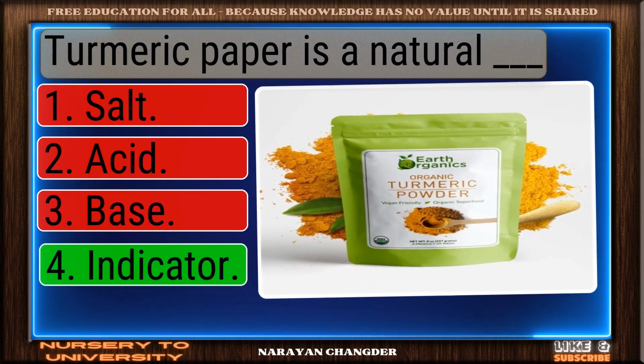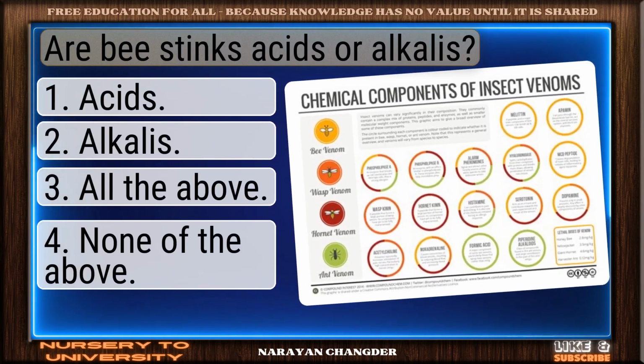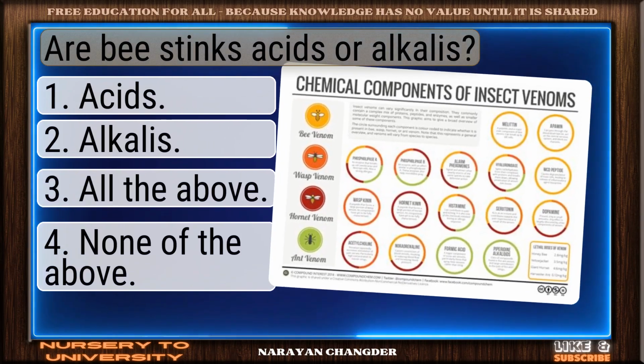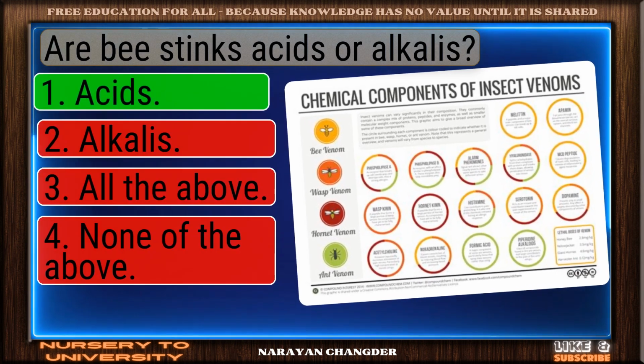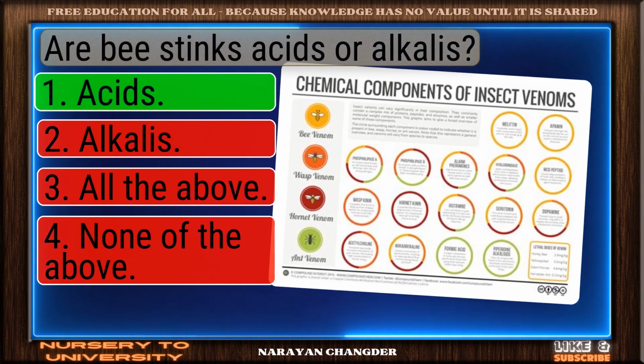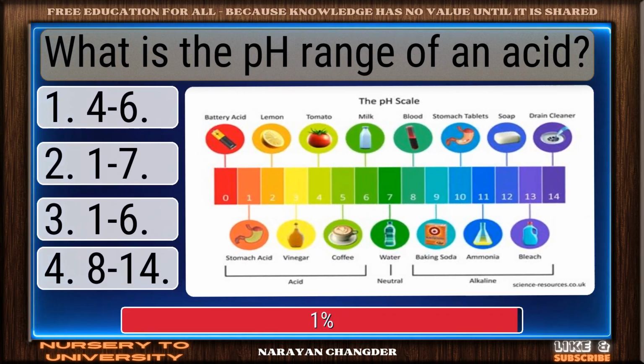Smart pick. Indicator is the correct choice. Question number 114. Are bee stings acids or alkalis? Strong choice. Acids is the right answer. Question number 115. What is the pH range of an acid?